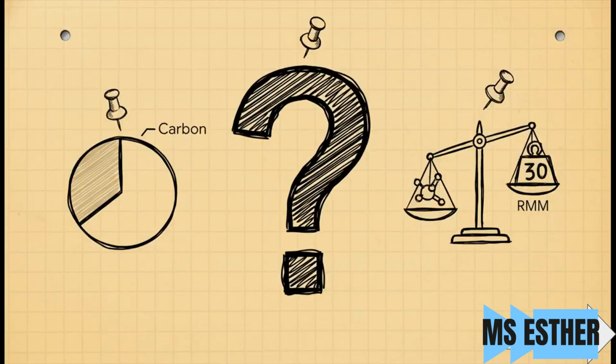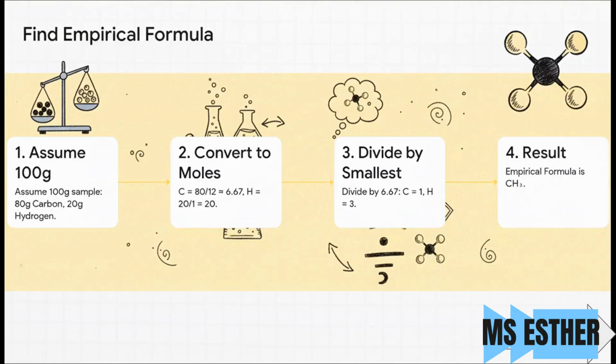Okay, final boss battle. Let's put everything we've learned together to solve this one mystery. We've got a hydrocarbon. That just means it's made of hydrogen and carbon. We know it's 80% carbon by mass, and its total RMM is 30. Your job? Find its true formula. Let's go. Step 1, you guessed it, we find the empirical formula, that basic recipe, just like we did before.